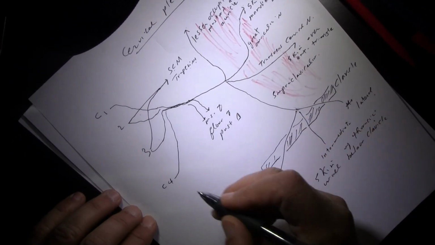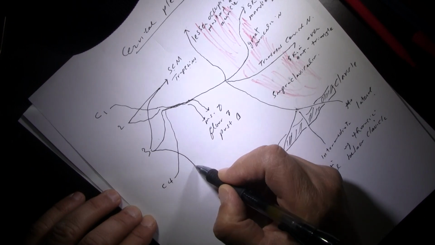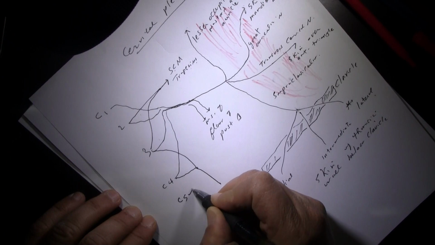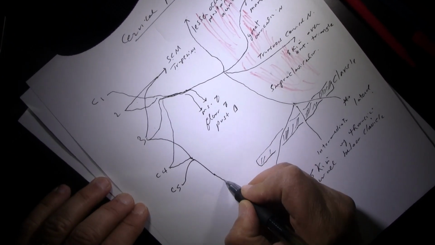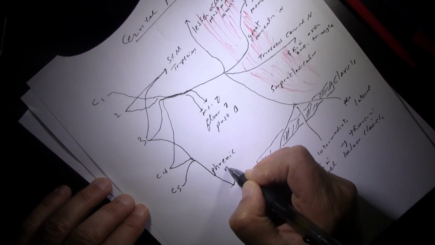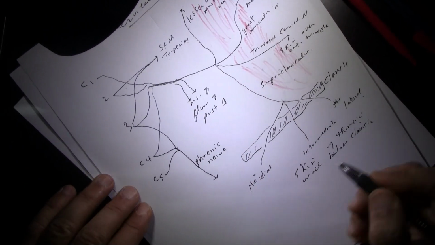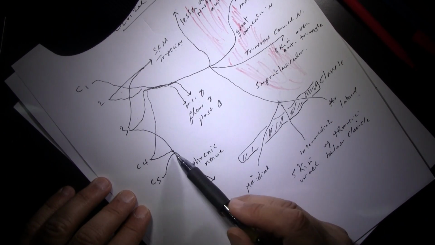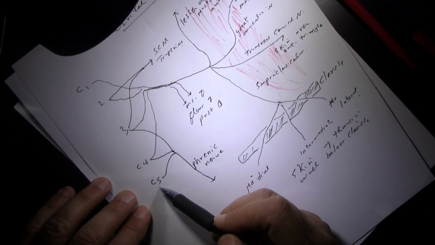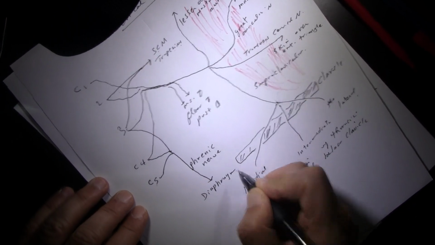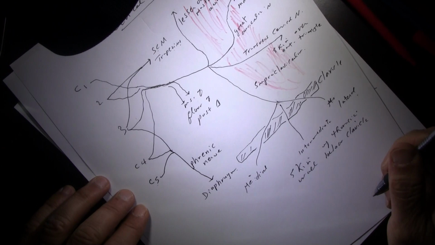Okay, anything else? Yes. C3, C4, and we can add C5. Together, they form the phrenic nerve. Again, we have the phrenic nerve coming from C3, C4, C5, supplying the diaphragm. Okay, what else?